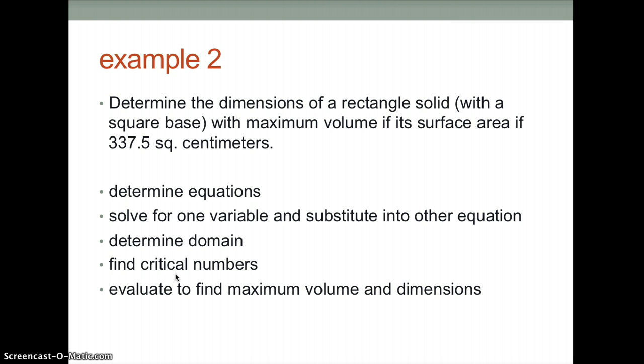So these are the things I want you to do. Determine equations, solve for one variable, substitute into the other equation, determine domain, critical numbers, maximum value, and volume and dimensions. Because it gives you surface area and it's talking about volume, you're going to use the volume and the surface area equations again. So go ahead, work through that. Again, on the next page it shows just the solutions without steps. So do not click till you've finished.